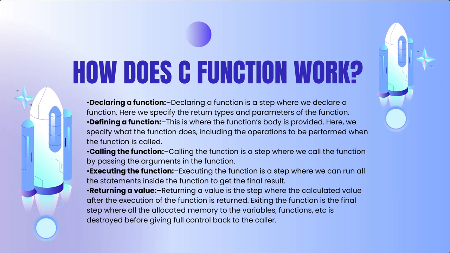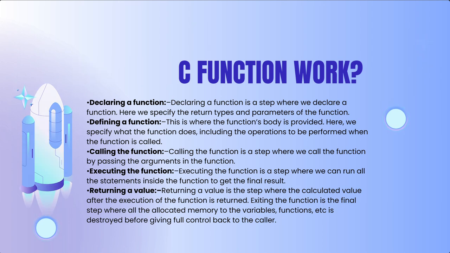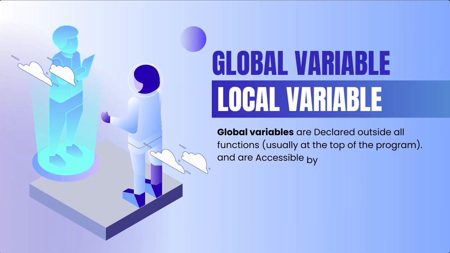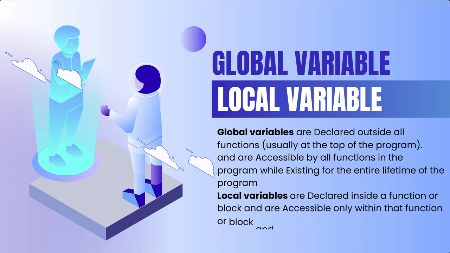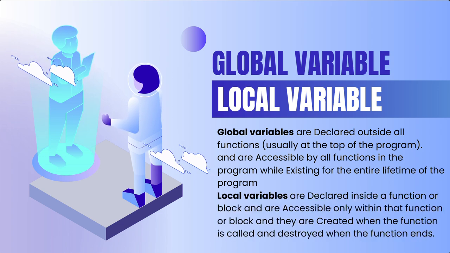Okay, moving on. We have global variables and local variables. So what are global variables? Global variables are declared outside the function, usually at the top of the program, and are accessible by all the functions in the program while existing for the entire lifetime of the program. So global variables are alive throughout the program.